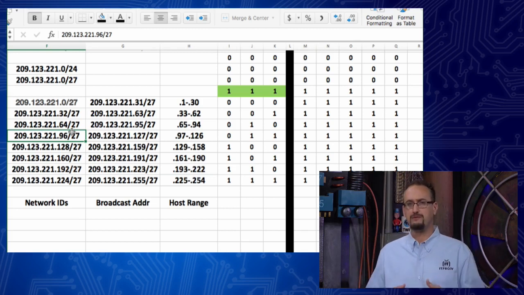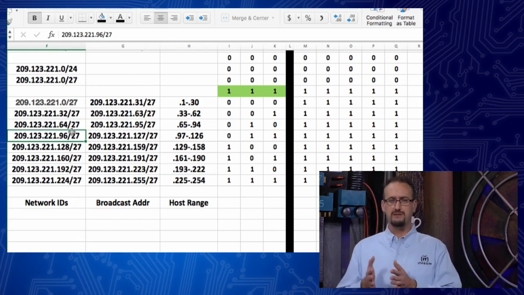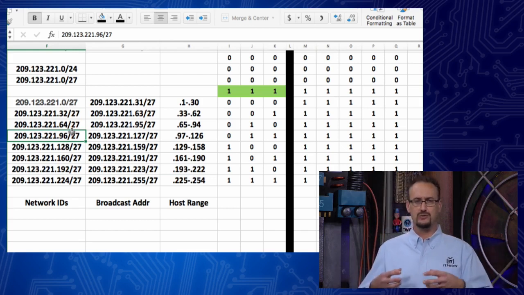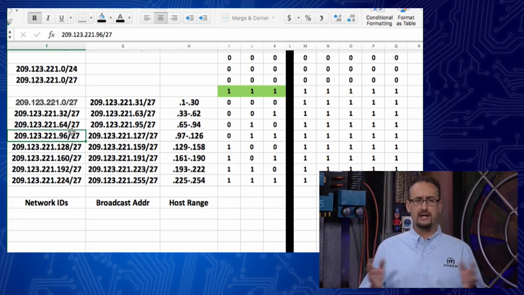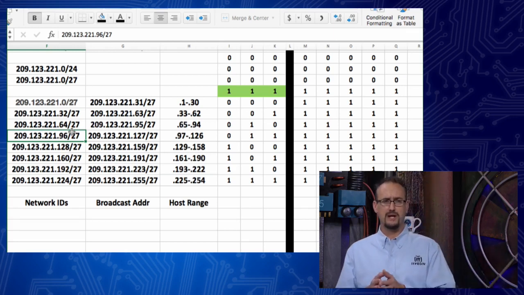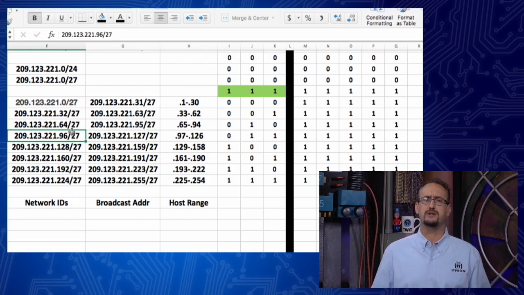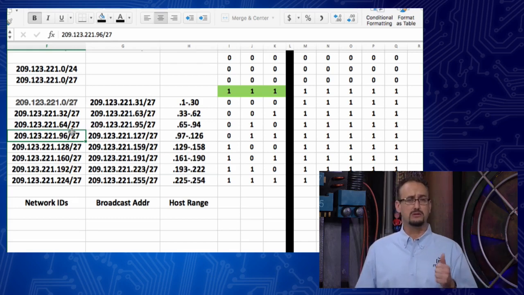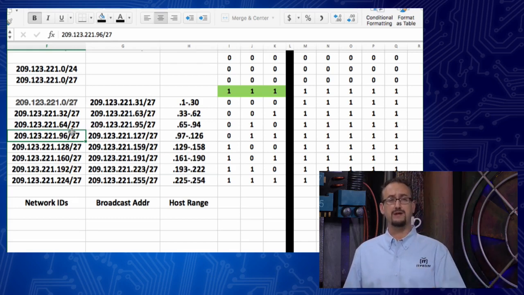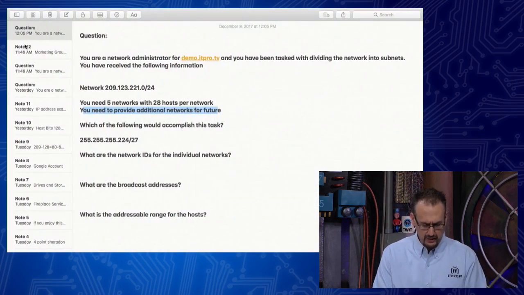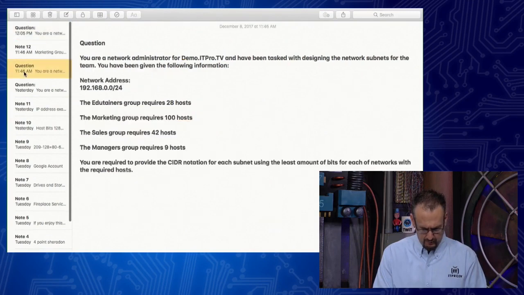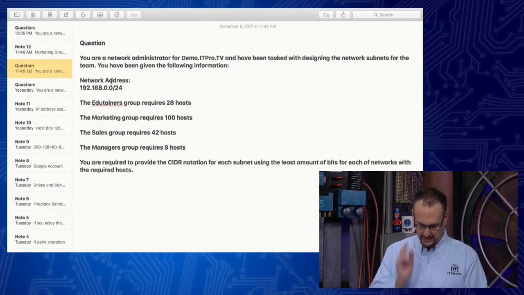Well, you can go a little bit farther than this, and you can actually shrink and divide the networks into the ranges and only those ranges that you need, basically reducing the waste even more. Let's show you how you do something known as variable length subnet masking, VLSM. So got another question here for you, and let me figure out where it is. Okay, so here we got a question.